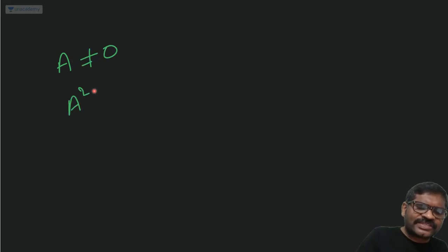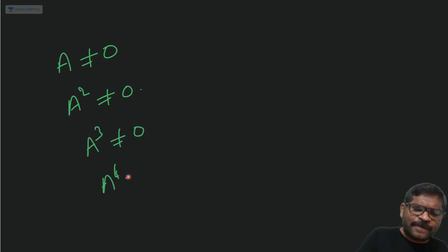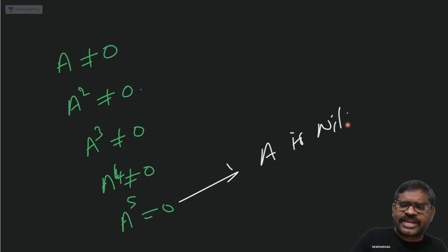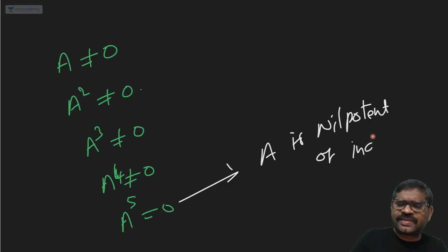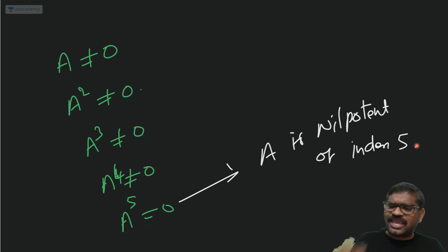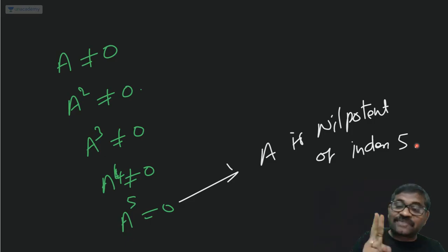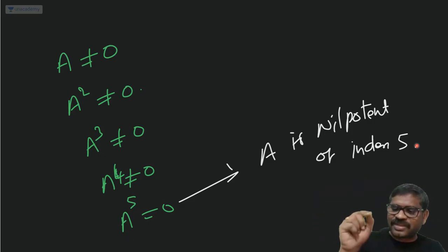A square is non-zero. A cube is non-zero. A power 4 is non-zero. A power 5 equal to 0. You can say that A is nilpotent of index 5. That is the meaning. Here A can be 2 cross 2, or 10 cross 10, or 20 cross 20. Order of the matrix doesn't matter here. What matters here is the power.